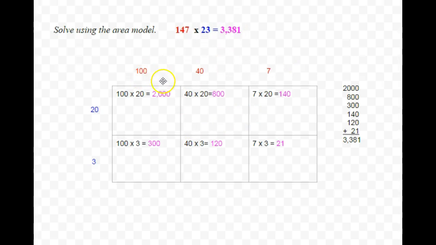Now we have done this with 2 by 2 digit numbers. Now we're doing 3 by 2 digit numbers. Tomorrow we are going to look at using the traditional method. We're using the area method today. And then you will be able to choose between the method of your choice.